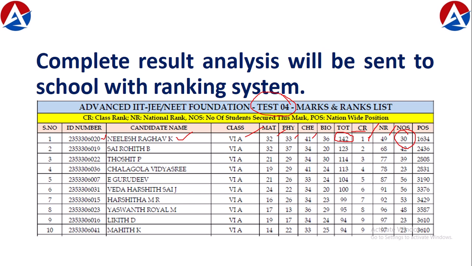Of course, no worry about these short forms. Here we have given abbreviations. Number of students with the same mark means that these students have secured 142 marks. How many students are there nationwide with the same mark in this examination? It is mentioned here. And the position of the student is also given here. Position means how many students have better marks than this student. Here his position is mentioned as 1634. This represents that there are 1633 students with better marks than this student. This way, the complete analysis will be sent to our school mail ID.